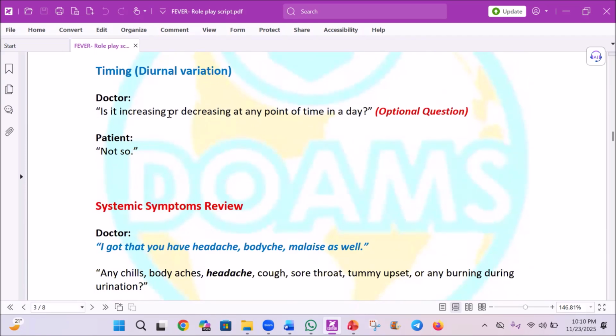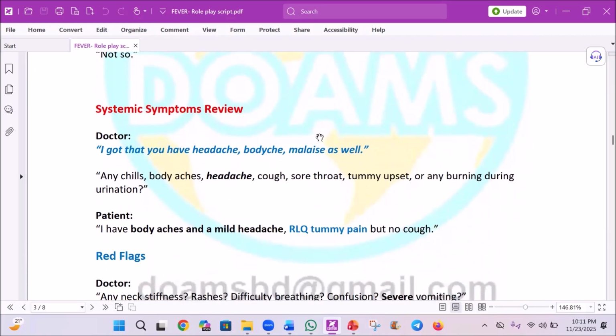An optional question could be, is it increasing or decreasing at any point of time in a day? If you think of viral illness, 3 days, 4 days of fever, timing is not more important. But if you think about tuberculosis, timing is sometimes important. So OPD CATS, this is the T, you can remember.